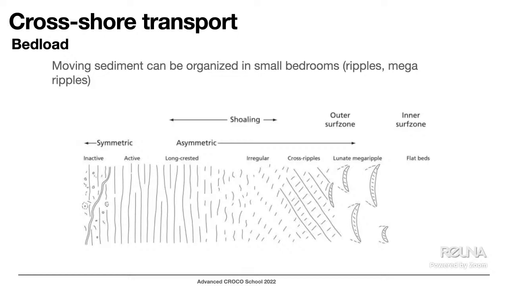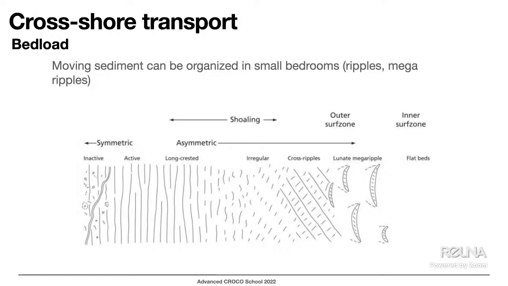So to come back to the bed load, bed load happens only in the cross-shore direction. Because bed load is due to the wave orbital velocity, it is aligned in the direction of the crest of the waves. And by bed load, all the moving sediment can be organized in different shapes: ripples, very small ripples, short ripples, cross ripples, and this variation of shape is related to the wave height and to the water depth.